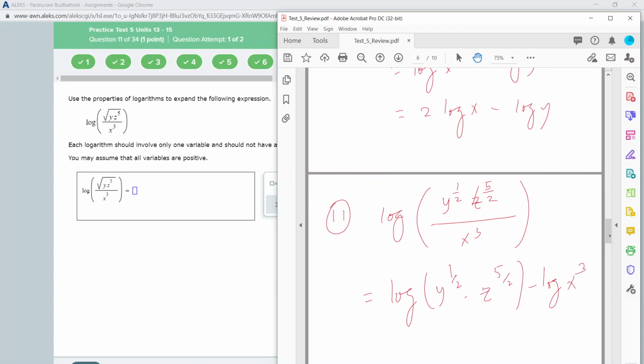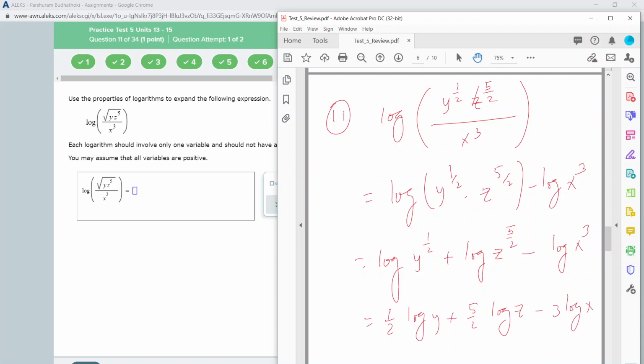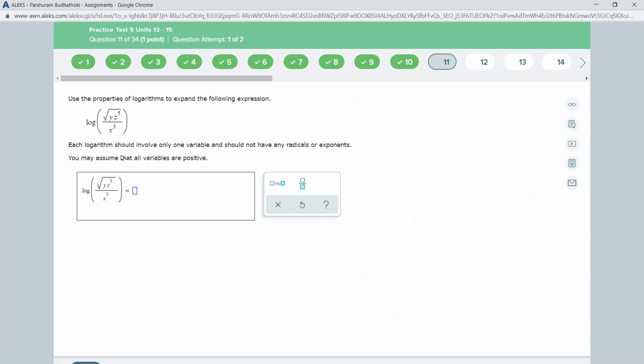Here you can see the product sign, so we can go one step further. By using the product property, it can be written as log y to the power half plus log z to the power 5 over 2 minus log x cube. We can also use the power rule. We can bring these exponents in front, so it will be half log y plus 5 over 2 log z minus 3 log x. So that's what we're asked to do here.